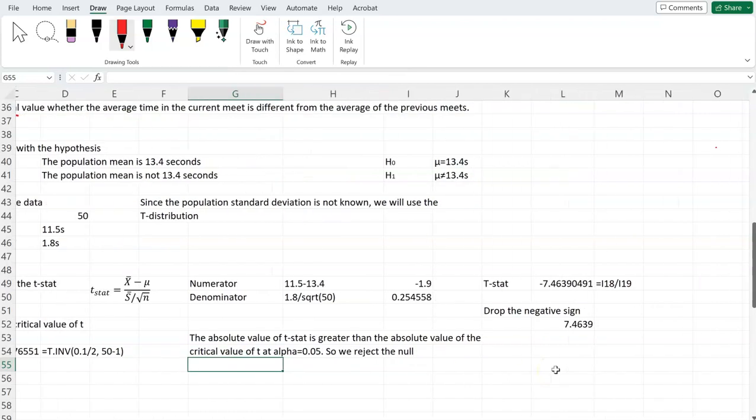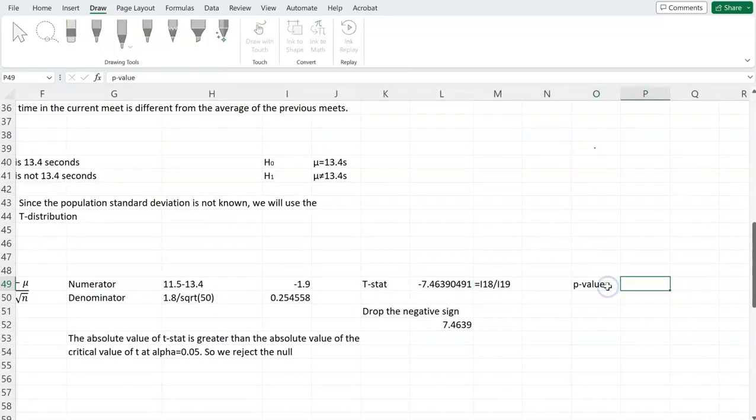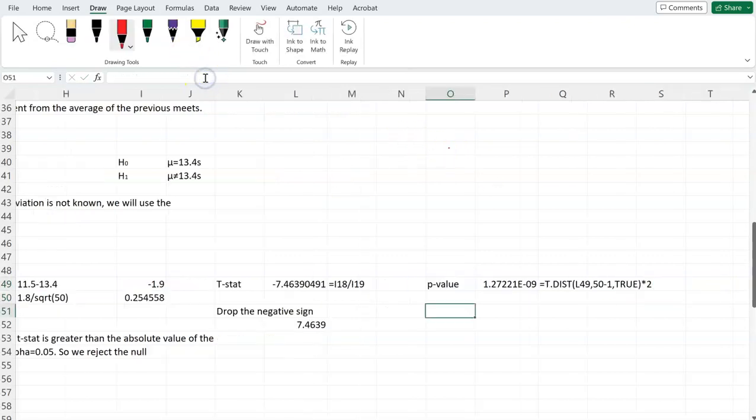Now, if I did the same thing with p-values, right after finding the t-stat, I would find the p-value, which would be equal to T.DIST, and I would use this value as my x. My degrees of freedom is 50 minus 1, and cumulative is true. Since it's a two-tailed distribution, I will multiply it by 2. And I get a very small number, actually very close to 0. So we will now say that the p-value is less than alpha, which is 0.1, so we reject the null.